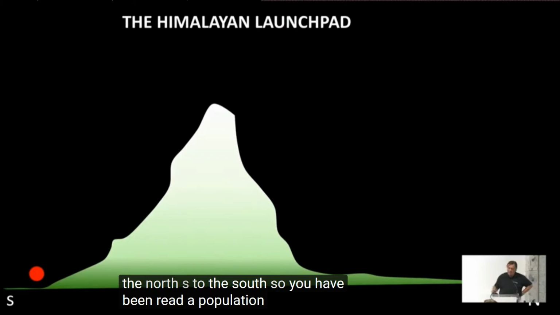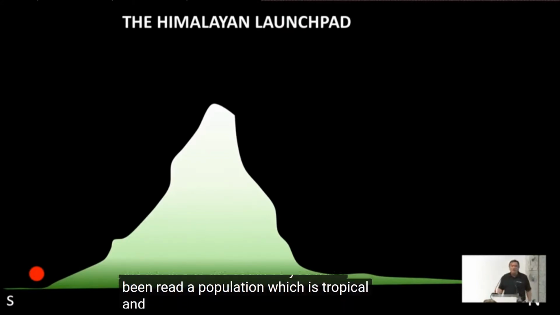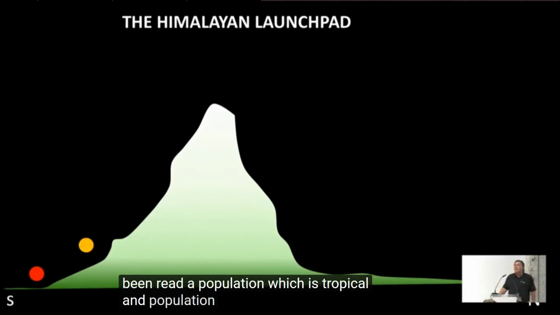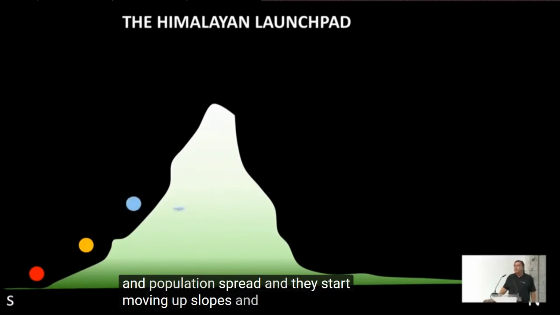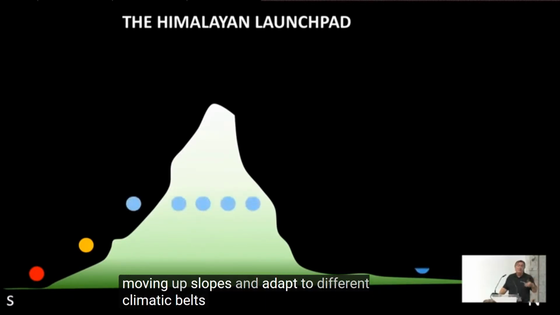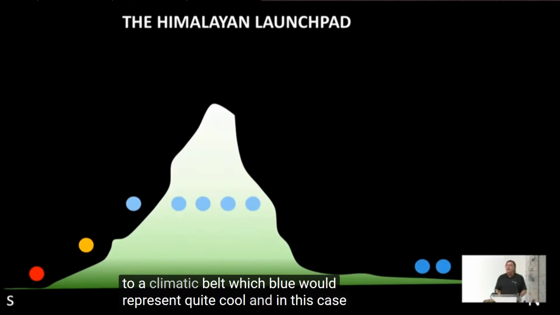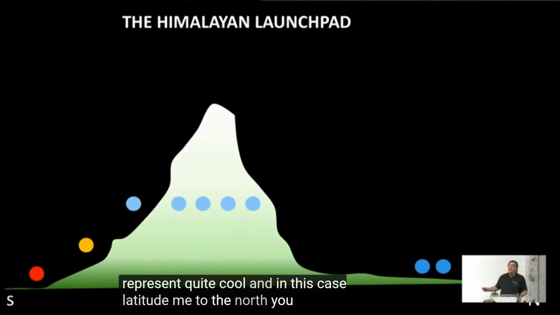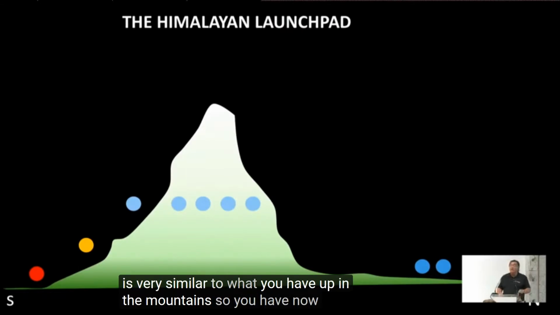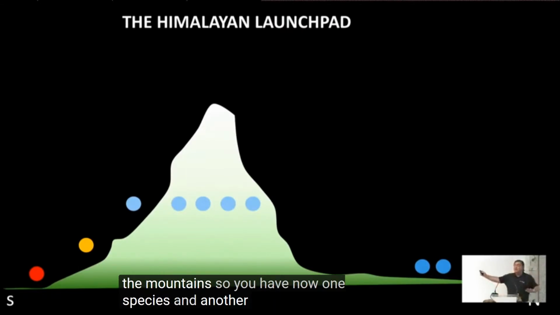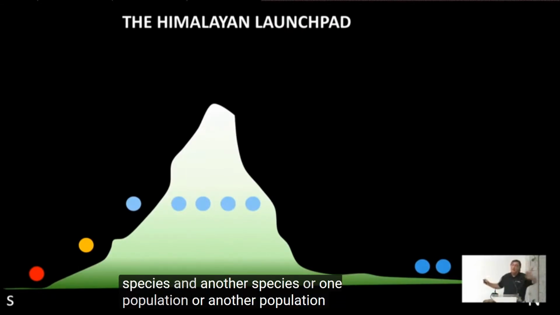So you have in red a population which is tropical, and populations spread and they start moving up slopes and adapt to different climatic belts. So this one is adapting to a climatic belt which blue would represent quite cool. And in this case, latitudinally to the north, you have another latitude belt which climatically is very similar to what you have up in the mountains. So you have now one species and another species, or one population and another population, but they don't meet.